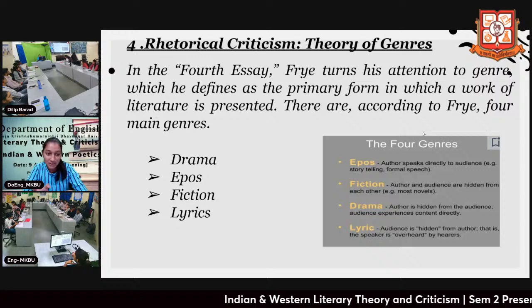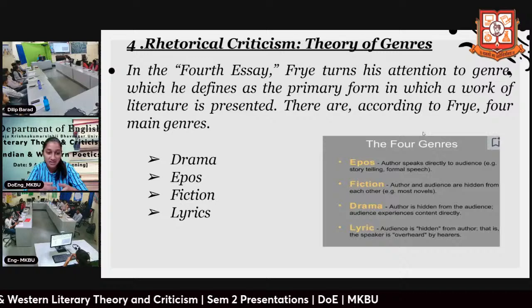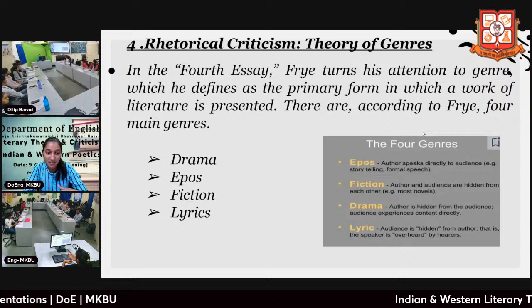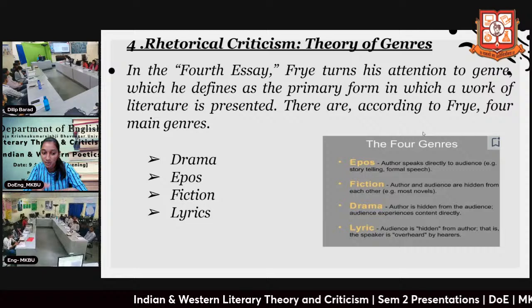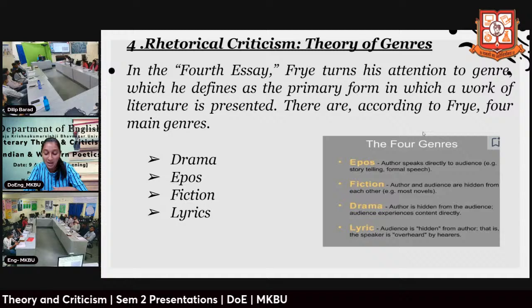The first one is drama, which is performed on the stage. The best example of drama is Hamlet by Shakespeare. Epos means a poet who speaks something, with the audience listening. The best example from Greek literature is Homer's Iliad and Odyssey.